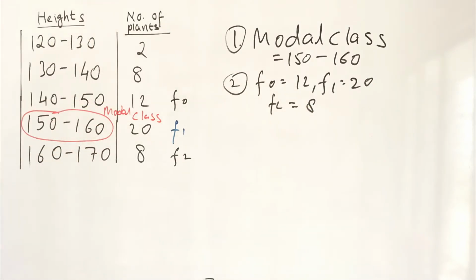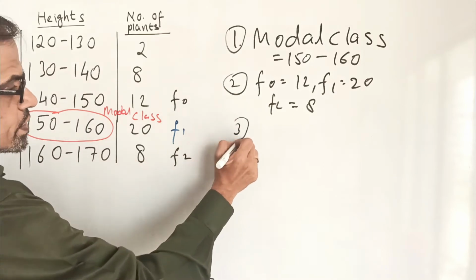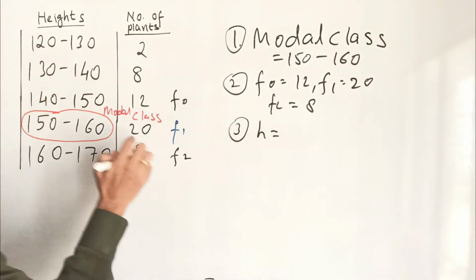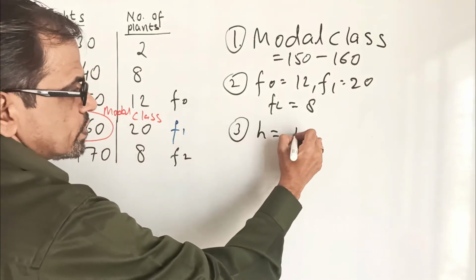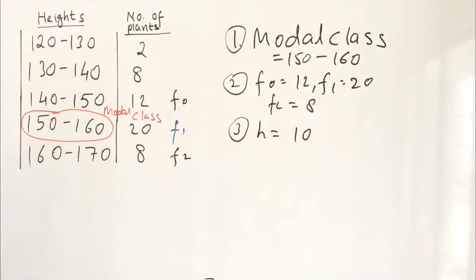Okay student. And the next one, the third step, is class size. What is the class size here? The difference is 10. So h is equal to 10. We will denote it by h. Now let us solve this one.